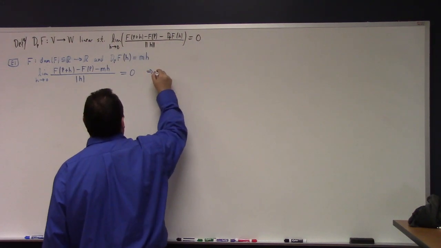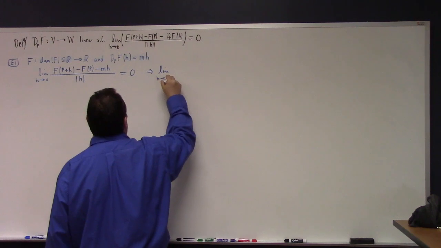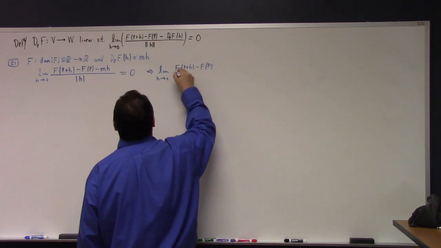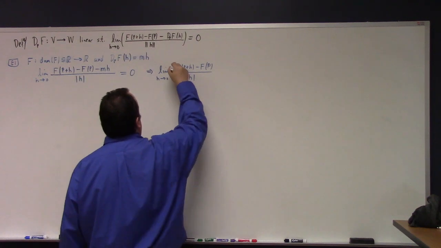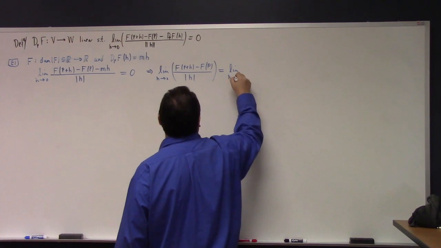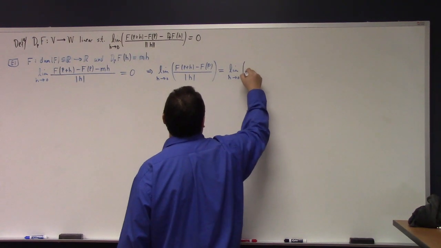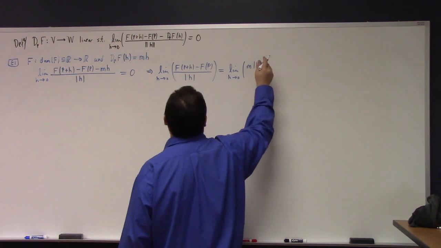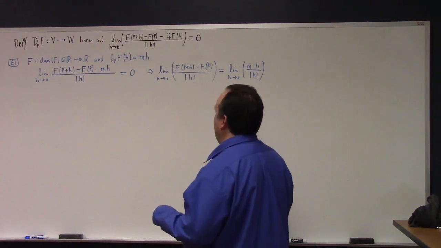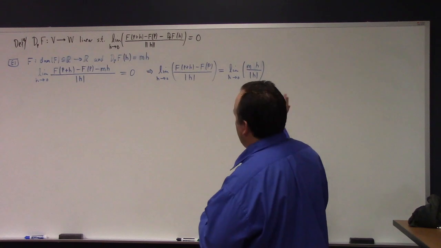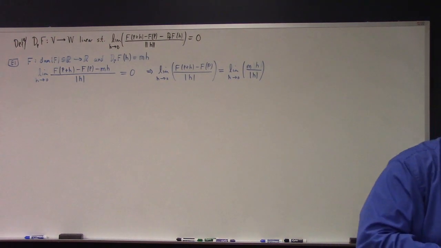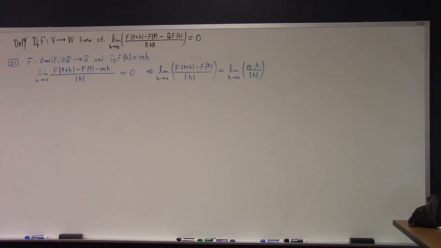My point is then that this implies that the limit as h goes to 0 of f of p plus h minus f of p, divided by the length of h, is equal to the limit as h goes to 0 of mh over the absolute value of h. Now, here I've got to be careful because that's actually not true. The limit of the absolute value of h over h, the double-sided limit, does not exist, because it's 1 from one side and minus 1 from the other.